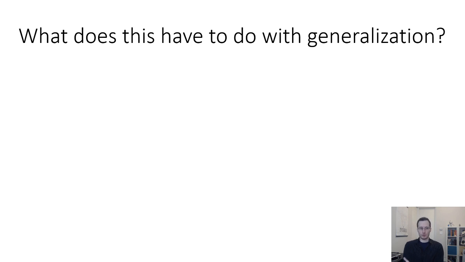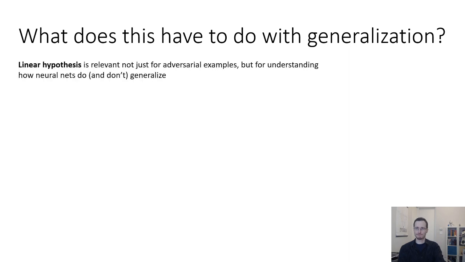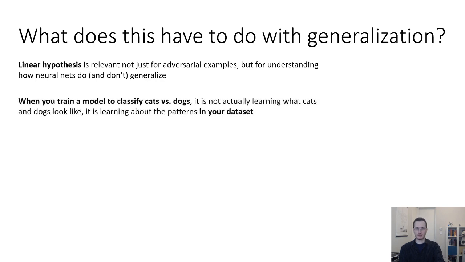Okay, so this is all well and good. What does this all have to do with generalization? Well, the linear hypothesis is relevant not just for adversarial examples, but really for understanding how deep nets do or don't generalize. When you train a model to classify cats versus dogs, it's not actually learning what cats and dogs look like. It's learning about the patterns in your data set. And from there, it'll extrapolate, potentially in weird ways.